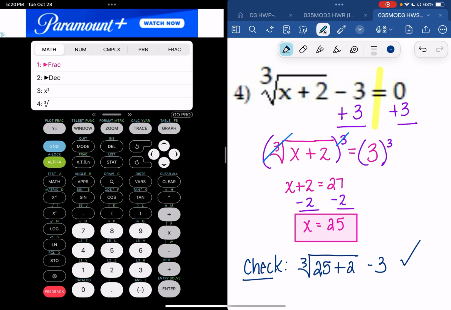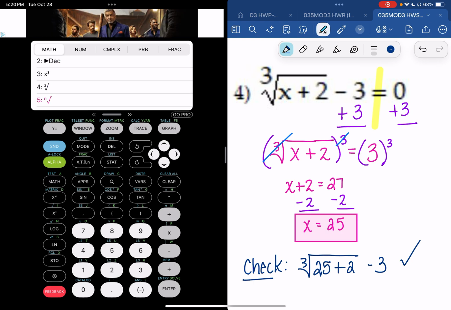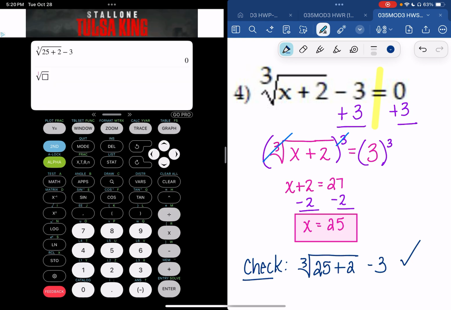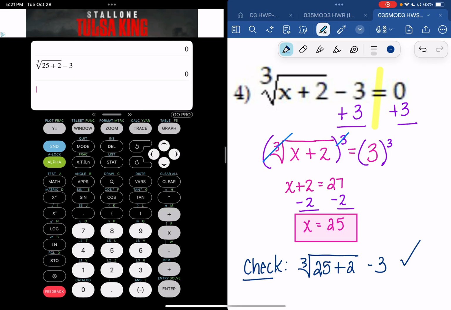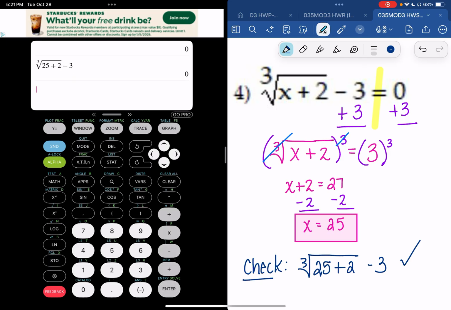The other one I do want to make sure I show you is this one. So over here, if you had any other root, this will let you type it in, but you can type in a 3, and then you would just type it just like you did there. So any root, it's right there, math, and then you scroll down and you've got those there.